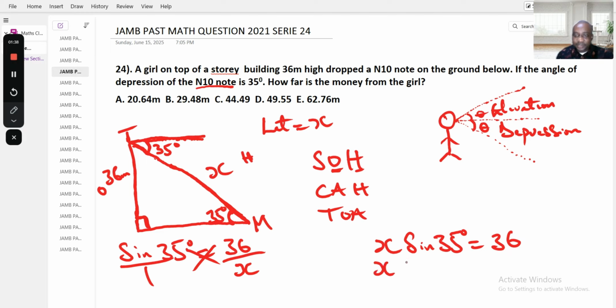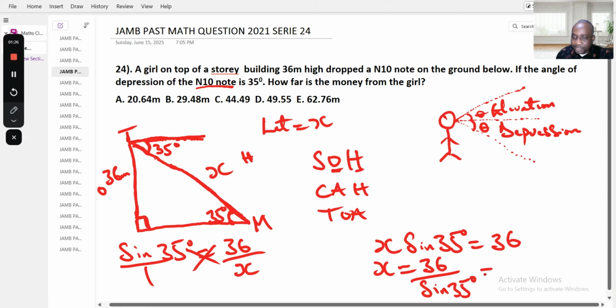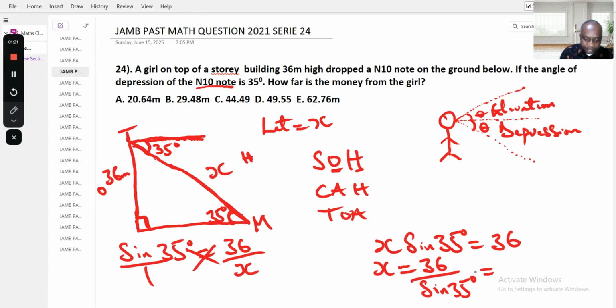What is sine? Now let's divide both sides by sine 35 because we are trying to substitute for x. 36 divided by sine 35 degree, isn't it? What is our sine 35? Sine 35 is going to give us 0.5735.